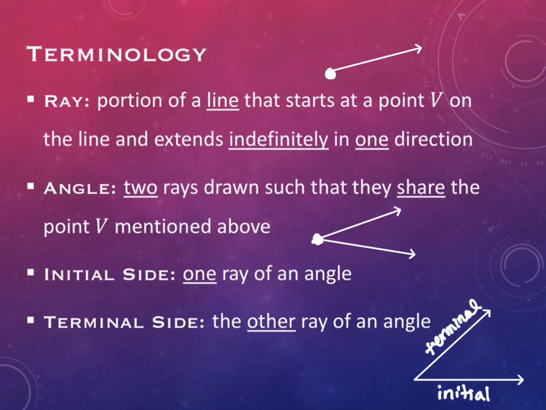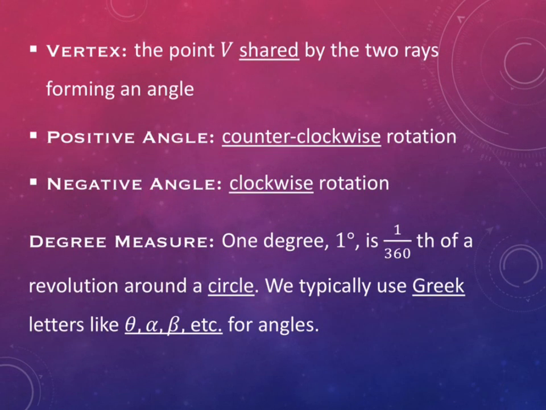Over here, I promise I'll go back to the other screen. This is the vertex. And then angles don't just measure space between. Some angles are called positive and some angles are called negative. The way we distinguish them is that if the angle is going from the initial side to the terminal side, the way that I just drew it, in a counterclockwise direction, it's a positive angle. And if it's going in a clockwise direction, it's negative.